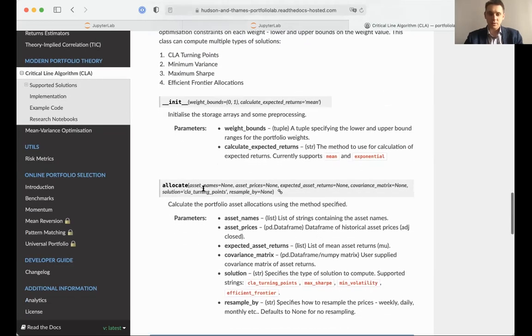And here we can also see that we still have the allocate method. It allocates the asset weights using the CLA method, and you have also several solutions available.